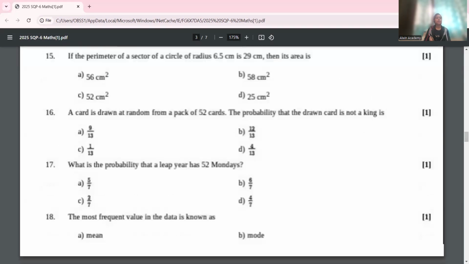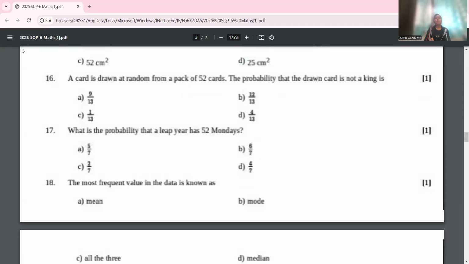Going to the next question, a card is drawn at random from a pack of 52 cards. The probability that the drawn card is not a king is. Now, in 52 cards, we know there are 4 kings. So the remaining 48 cards are not kings. This is our favorable outcome. So favorable outcomes upon total outcomes, we cancel it by 4, we get 12 by 13, option number B.